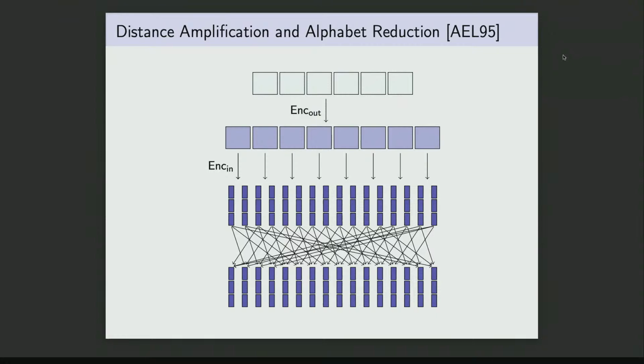So to do this alphabet reduction technique, which actually also serves to amplify the distance of codes, we start with some message and we encode it in a large outer code. So here we can think of this as being some high rate folded Reed-Solomon code. And following this outer encoding, we're going to encode each symbol in some small inner code. So this will maybe be logarithmic size, so we can choose a random code and everything will still be efficient because it's so small. So we concatenate this outer folded Reed-Solomon code with a random inner code.